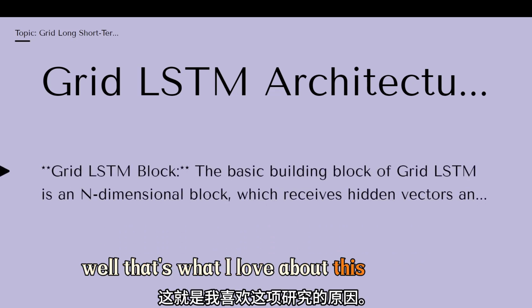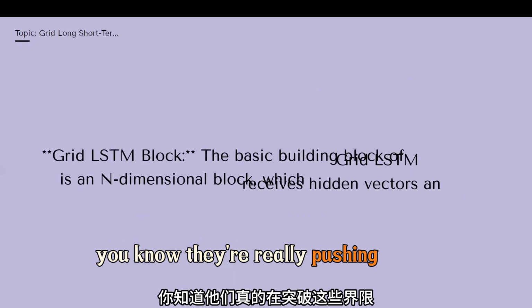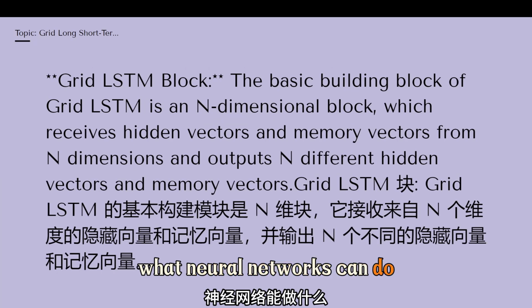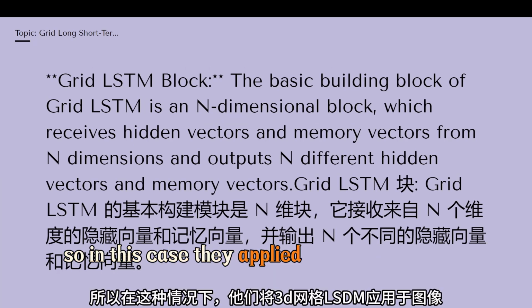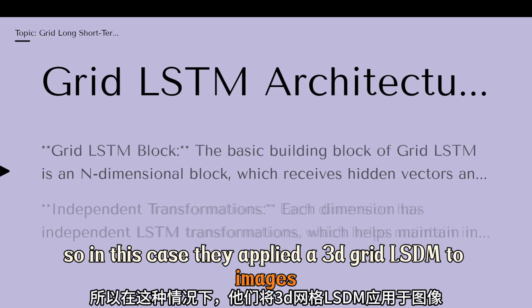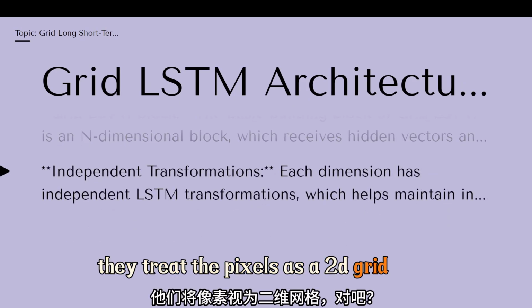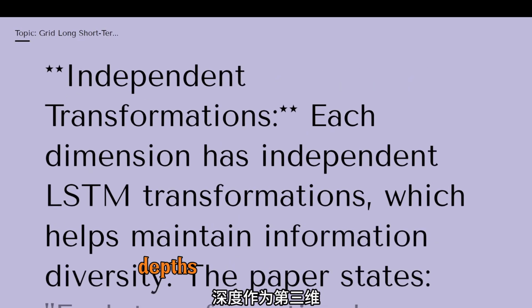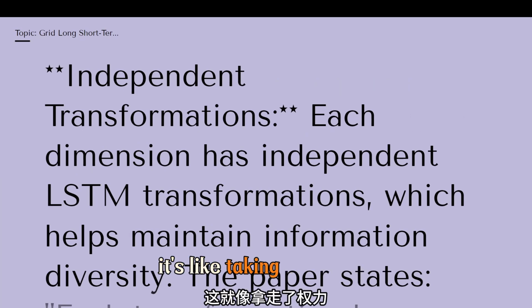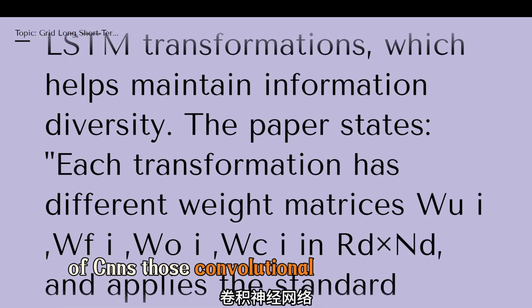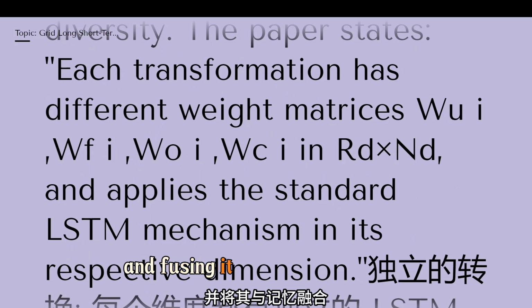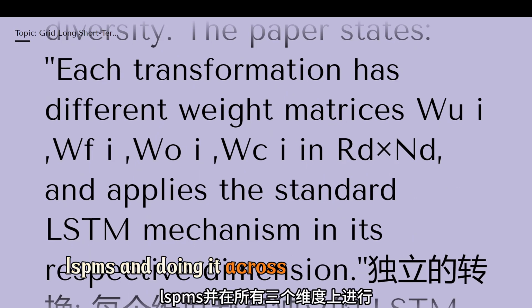Well, that's what I love about this research. They're really pushing the boundaries of what neural networks can do. So in this case, they applied a 3D Grid LSTM to images. They treat the pixels as a 2D grid, and then they add the network's depth as the third dimension. It's like taking the power of CNNs, those convolutional neural networks, and fusing it with the memory of LSTMs, and doing it across all three dimensions.